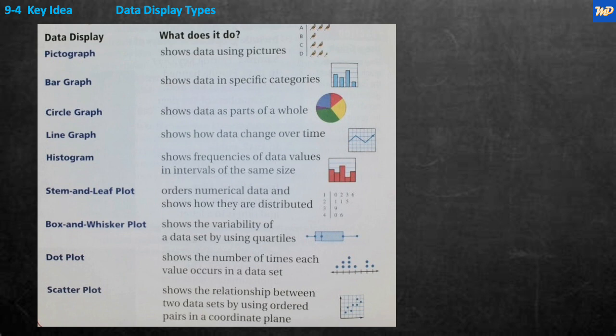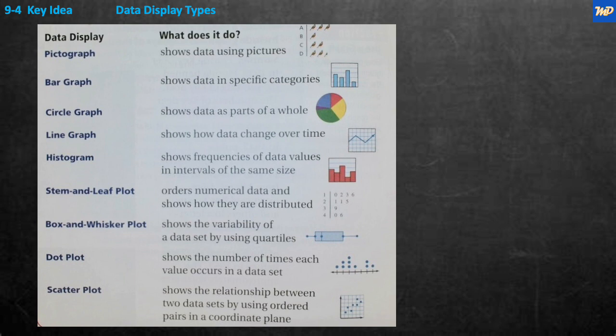So a key idea, data display types. This is just showing a list of different types of data displays that you could use to visualize and interpret different types of data sets. There are picture graphs, or pictographs, that show data using pictures. Like here you see the A, B, C, and D, and we've got birds, so we're probably counting birds or types of birds. This could be orioles and robins and cardinals, or whatever the letters could be. And it's the number you might see of them.